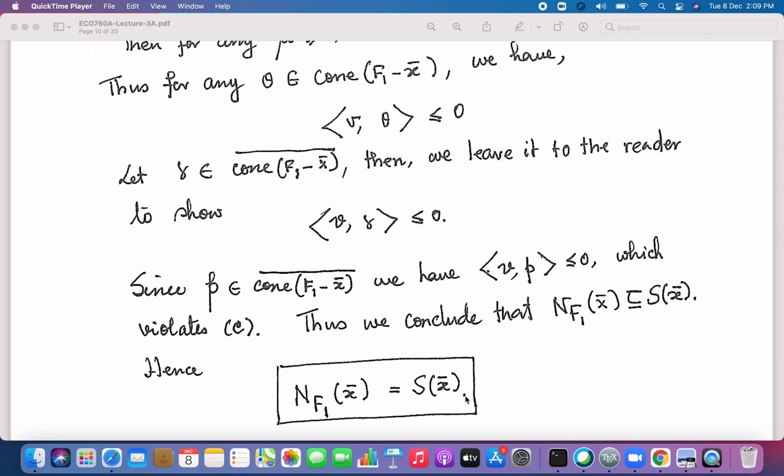So in the next and the last class, we'll introduce the Karush-Kuhn-Tucker conditions.